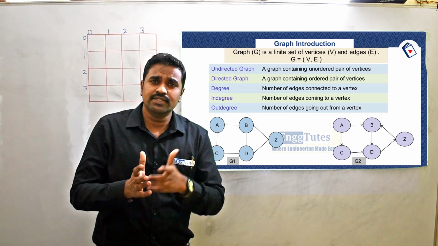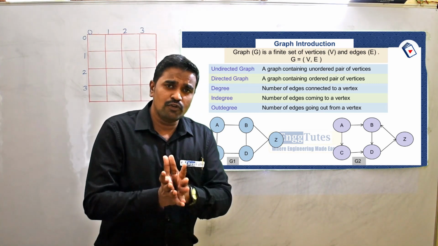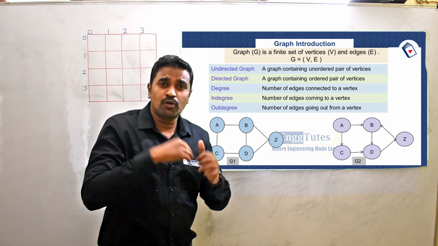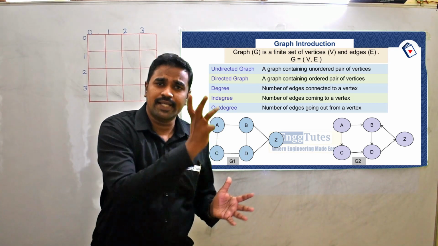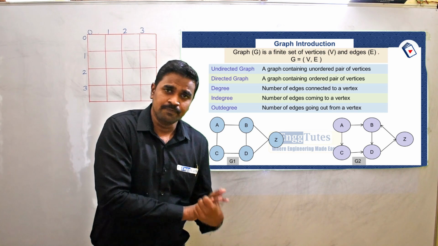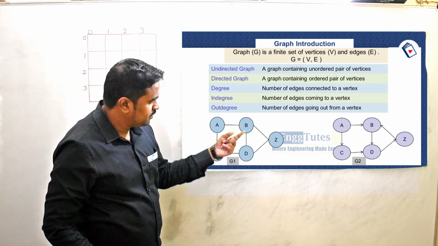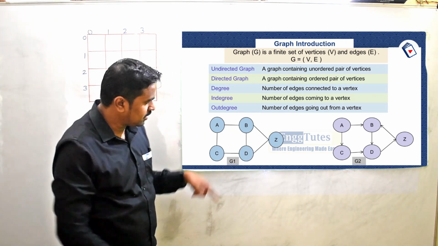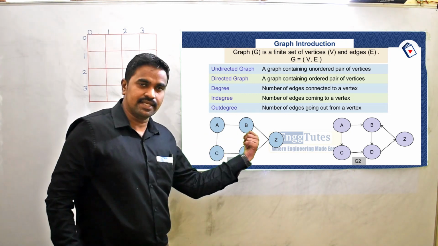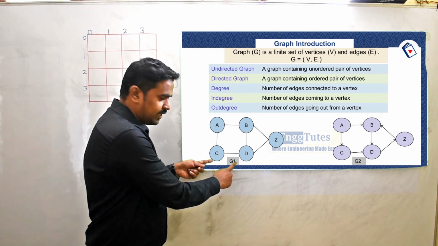Next important part is the degree of a graph. Degree is nothing but the number of edges connected to the vertex. It's called the degree of that particular vertex. So for this particular undirected graph, degree of vertex B, how many edges are connected? 1, 2, 3. So its degree is 3. Degree of C, 1 and 2.